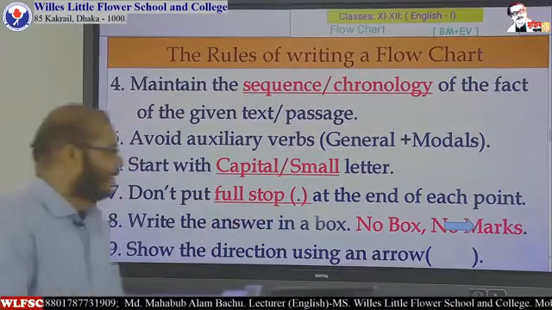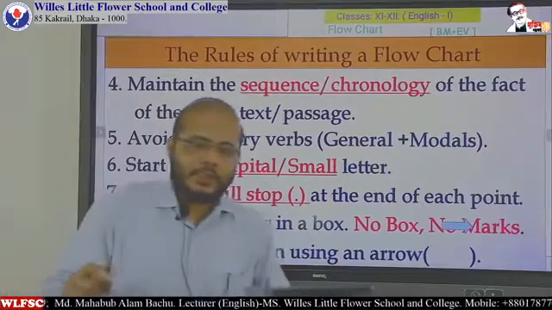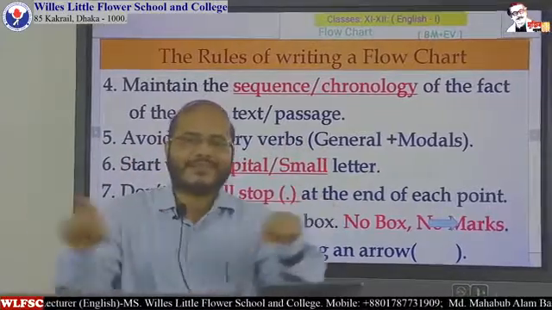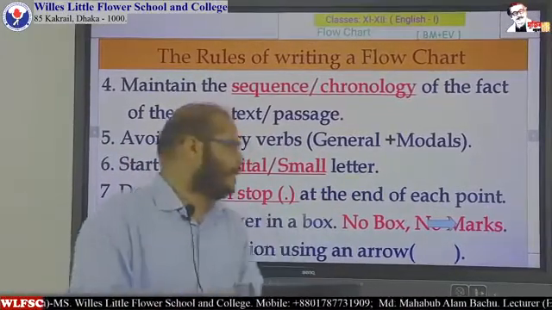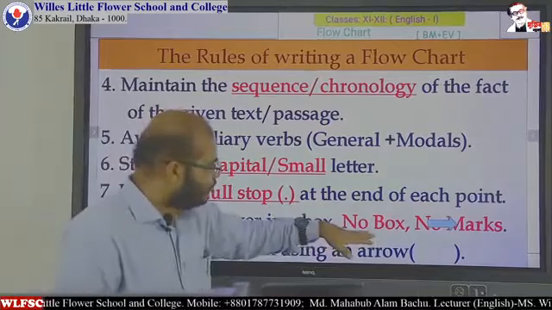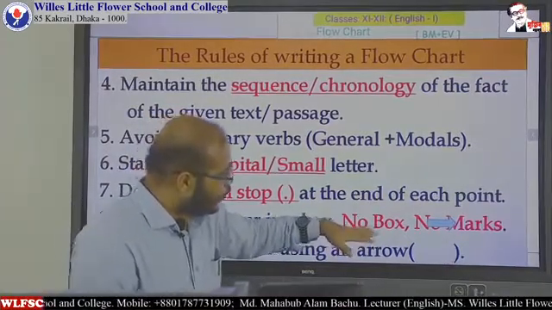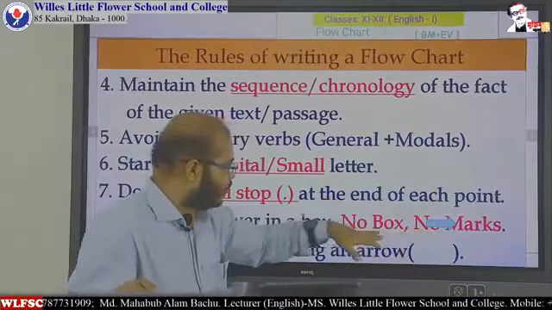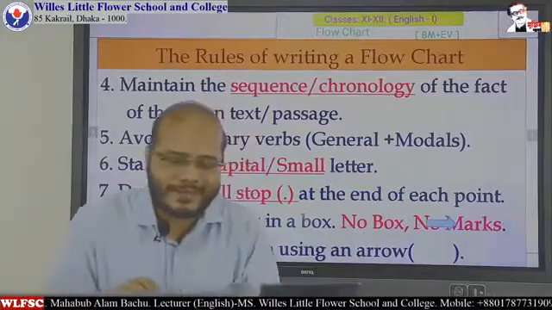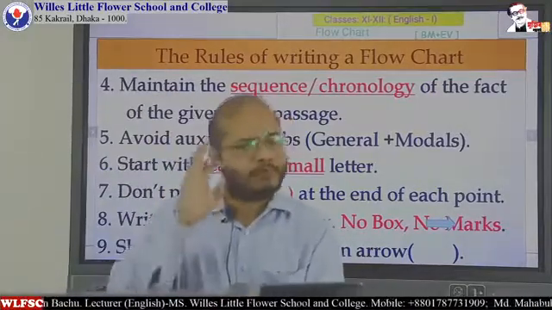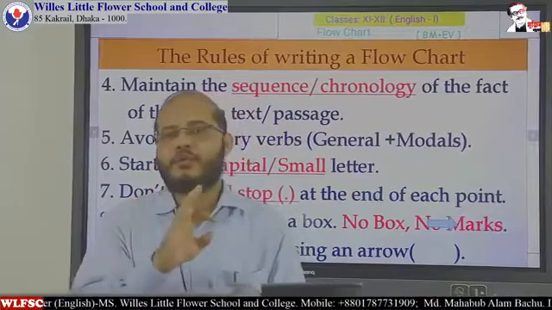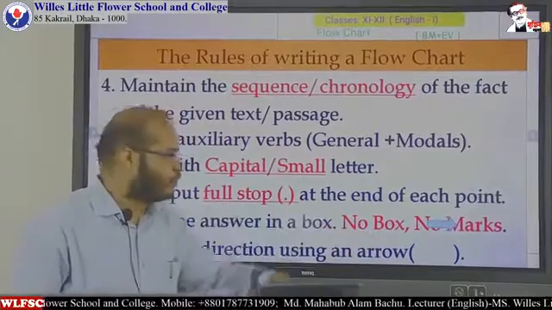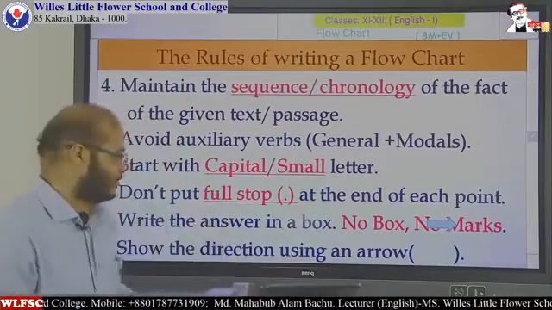Write the answer in a box. As you will be given some boxes, you have to draw the box and write the answers in the box. Here you can look at the matter: no box, no marks, although the arrow is here. This is a mistake, so look at it: no box, no marks. This indicates that if you do not draw any box for answering these questions, you won't be given the marks. So you have to follow this. You have to draw the box for answering this question.